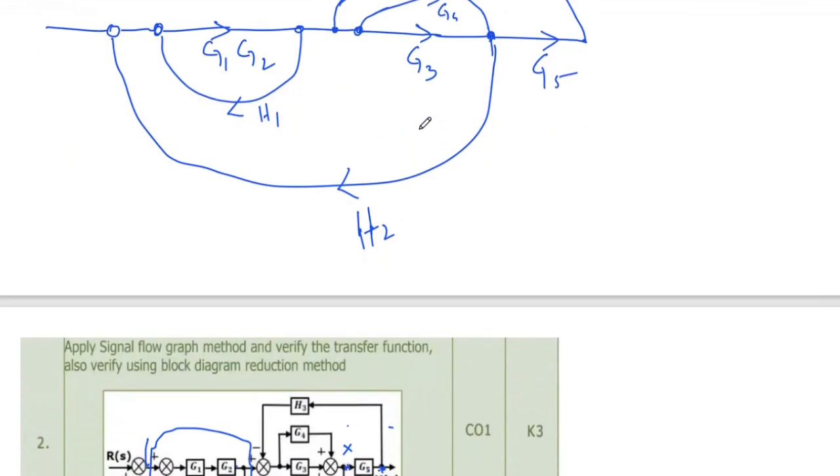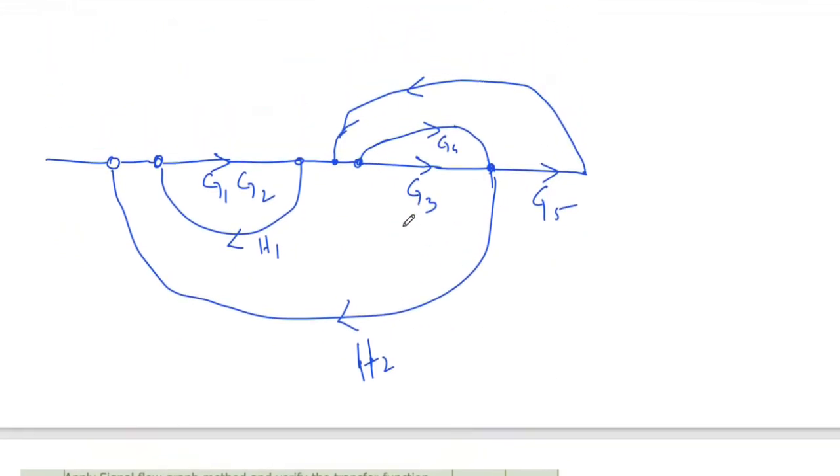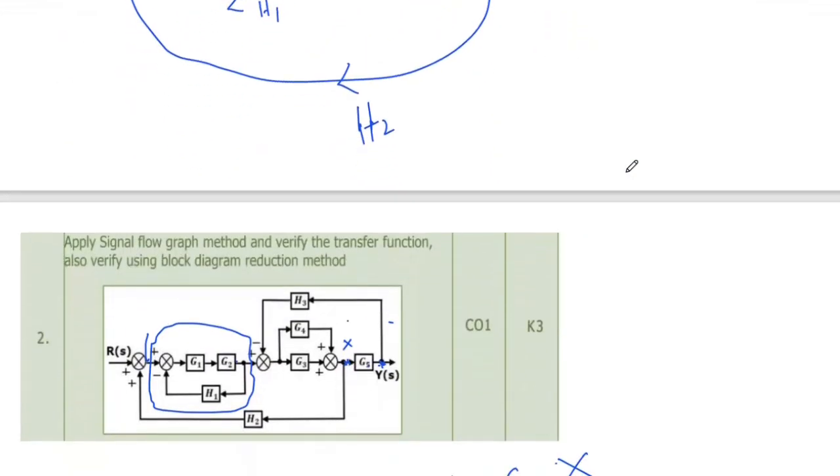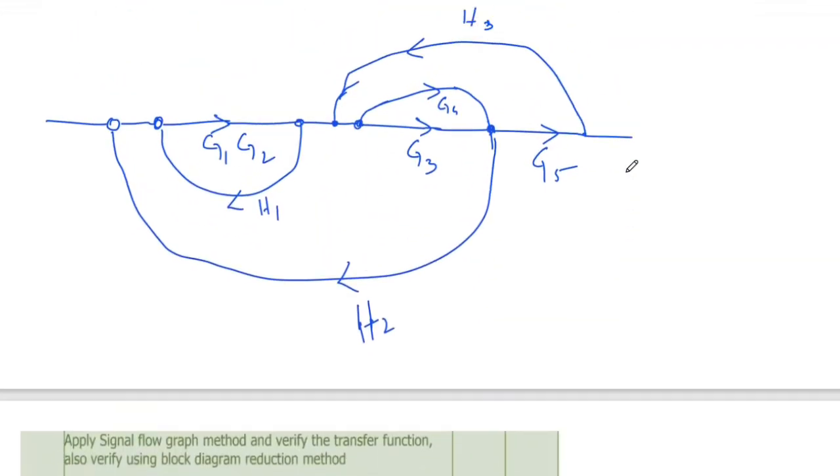What is this? H3. Okay. Is it complete? G1, G2, G3, G4, G5, H1, H2, H3. Okay. Is this clear?